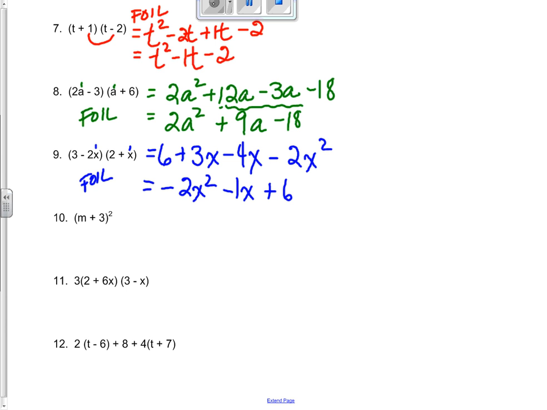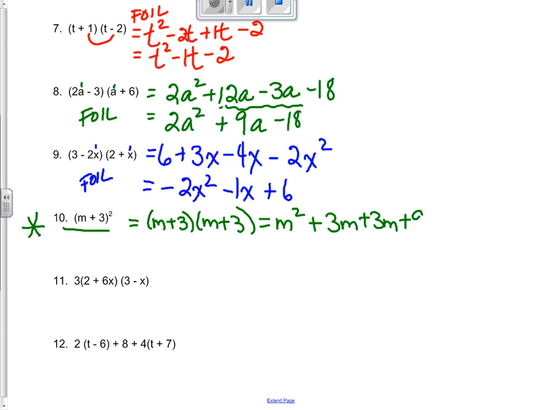(m plus 3) squared. Please put a big star. This one gives students headaches. (m plus 3) squared means (m plus 3) times (m plus 3). That is a FOIL problem. First, outside, inside, last. m times m is m squared. Outside, 3m. Inside, 3m. And last, 9. Collecting like terms, m squared plus 6m plus 9.